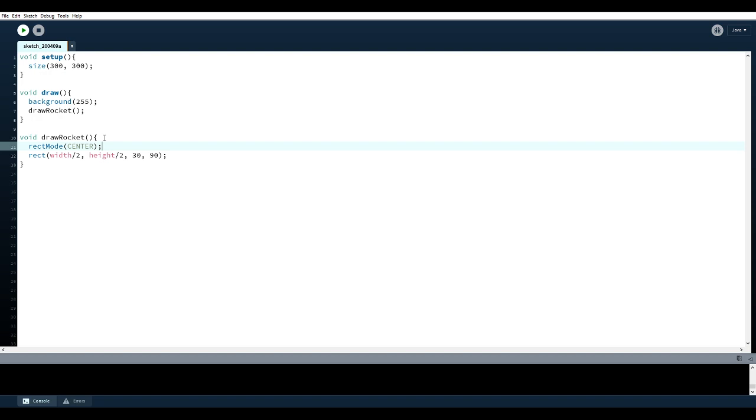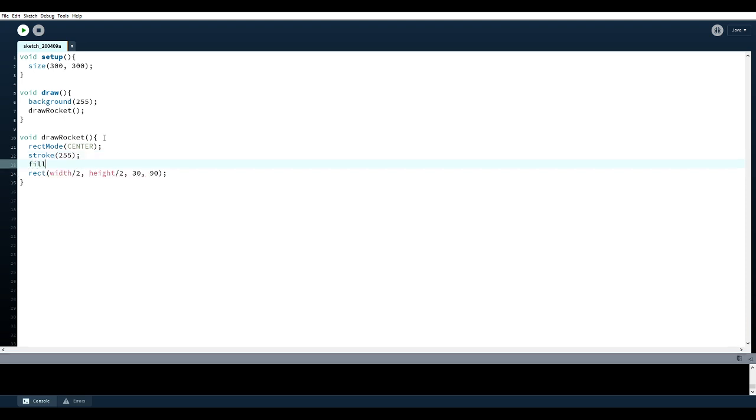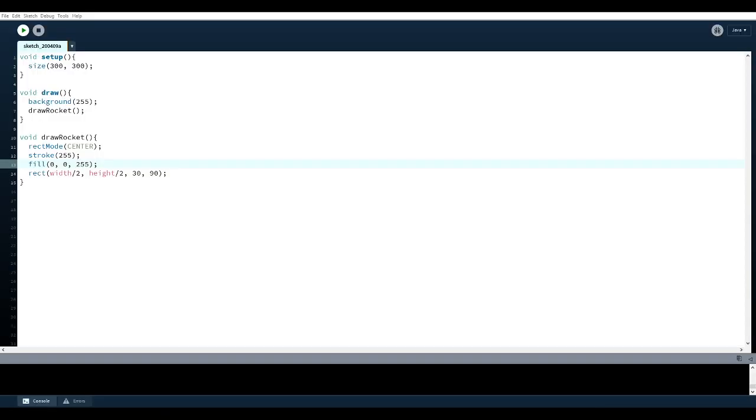As I said, let's make some color here. So let's make the stroke 255 so it's white. Let's make the fill a blue rocket, because blue is fun. 255. And if I push play, all right, I got a blue rectangle. We're getting there. All right.